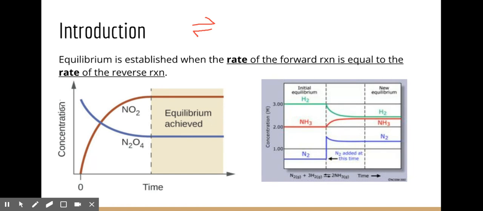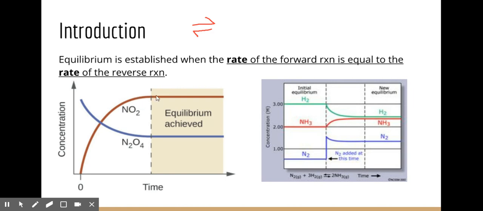So if we go back to kinetics and we look at those concentration versus time graphs, what we see here is this blue line is decreasing in concentration over time, and this red line is increasing in concentration over time. What that tells us is that the blue line is my reactant that's decreasing over time, and the red line is my product that's increasing over time.